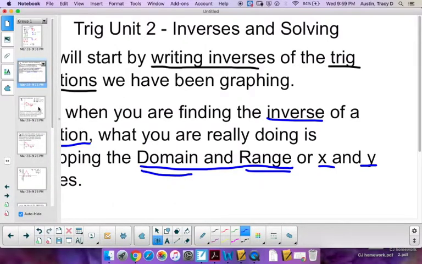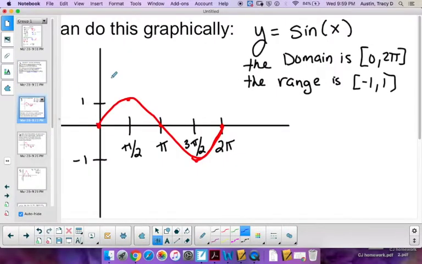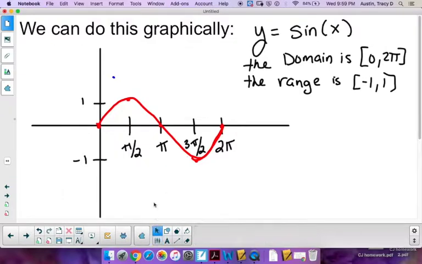All right, so let's take a look. We're going to do this graphically. I'll give you a minute. Go ahead and copy down the graph. We're going to start with the basic sine function.